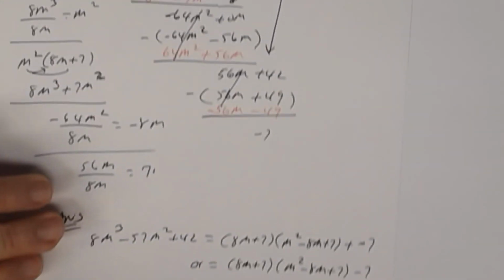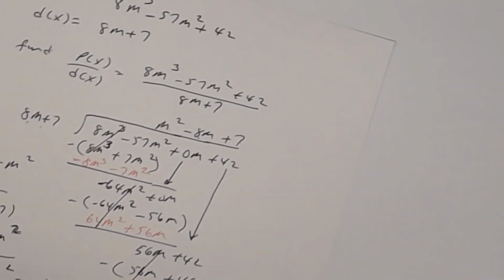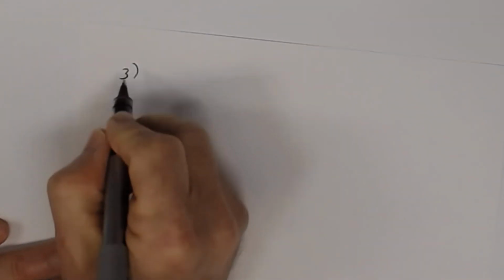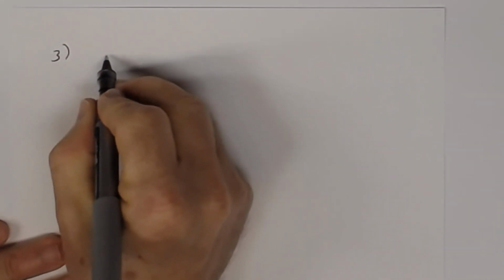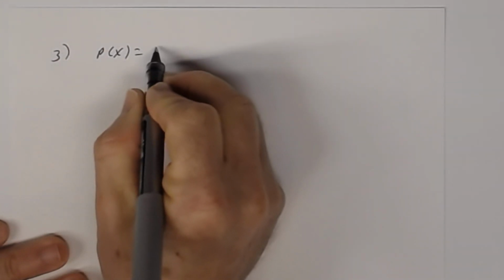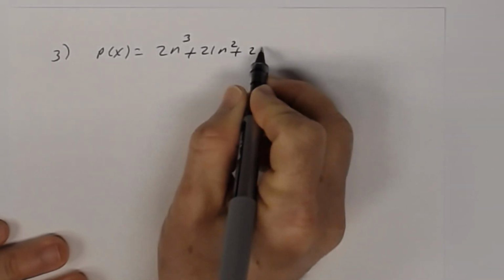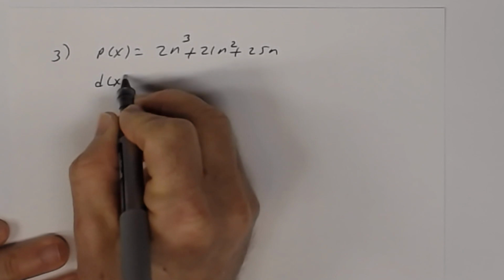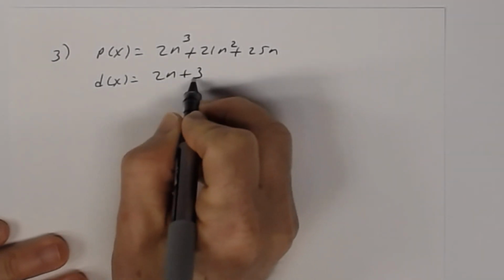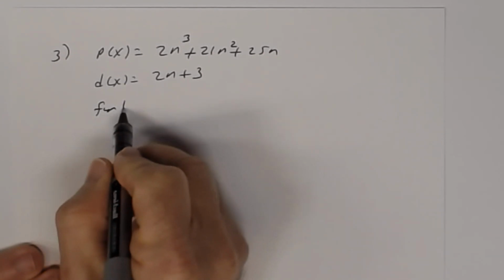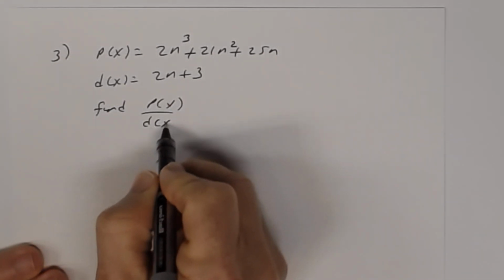Okay, all right, so that was number 2. And let's just do one more. So let's look at number 3. We have this problem. So we have p of x is 2n cubed plus 21n squared plus 25n, and d of x is 2n plus 3. All right, and so you want to find p of x divided by d of x.